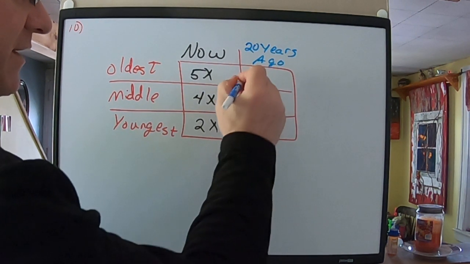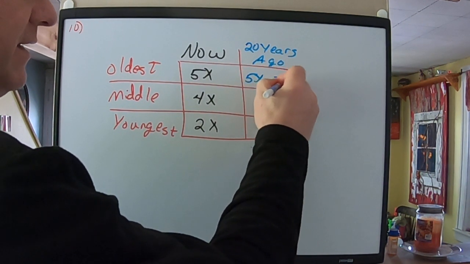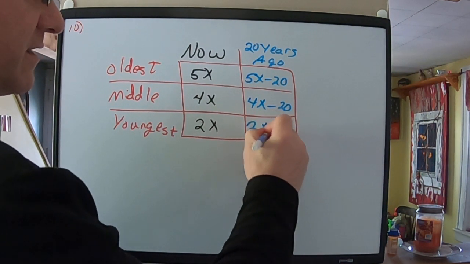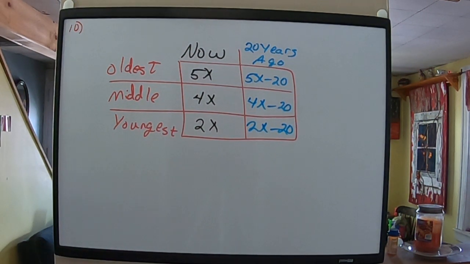Just fill it in. 5x minus 20, 4x minus 20, and 2x minus 20. All right, let's set up our equation. What about 20 years ago?